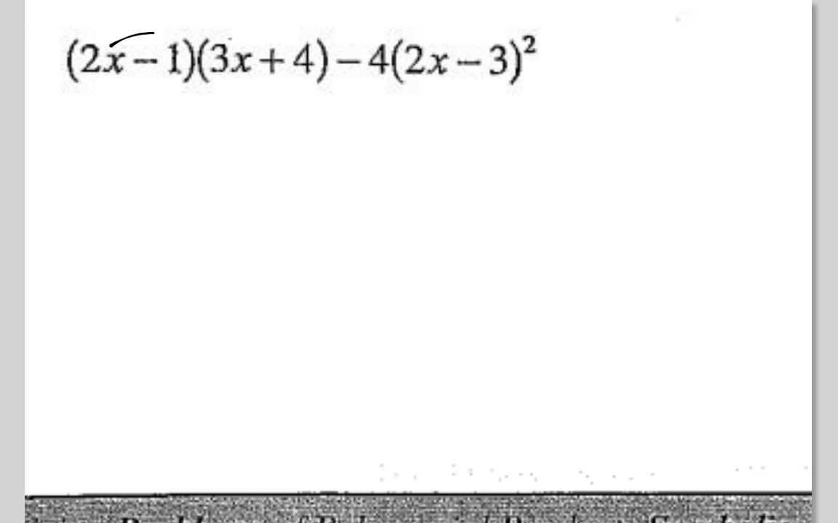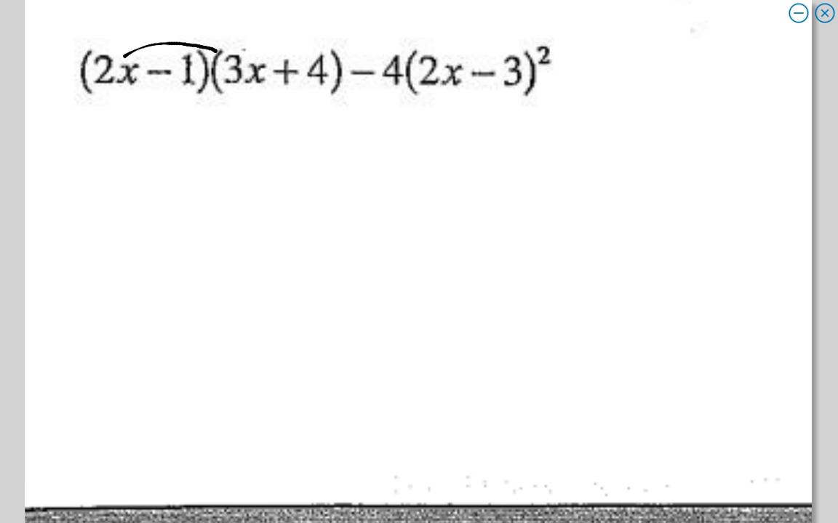All right, so here we go. Before we just jump into the foiling, you have to analyze the structure. You have a product subtracting a product with exponent. Interesting. We can do the product separately, so let's do that.